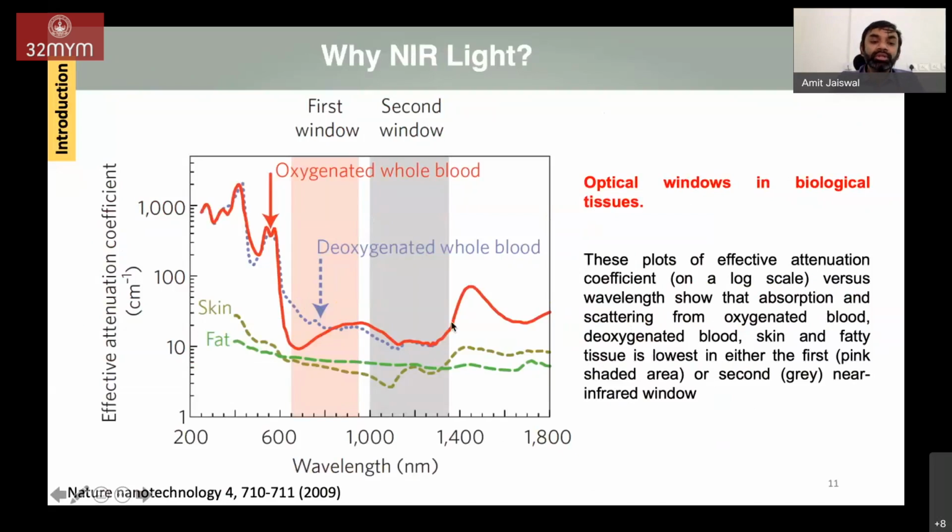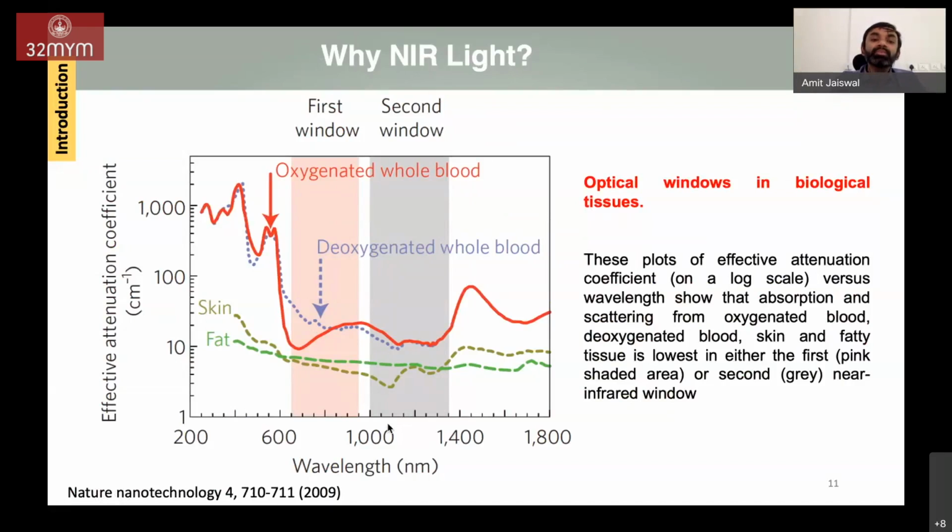So looking into the absorption of the different biomolecules and the blood present in the human body, what is being observed is that if we use NIR light, it has a higher penetration depth. It can get into the tissue up to a certain centimeter depth, and that can be used for generating heat if we deliver nanoparticles to that site.